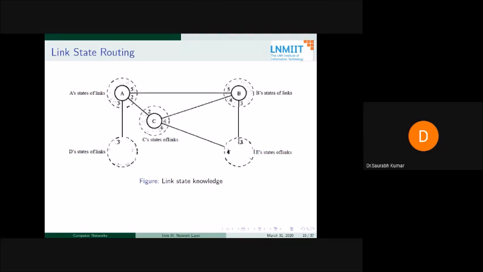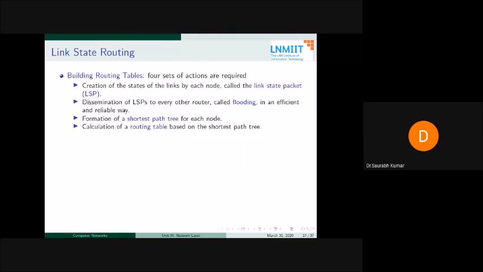This answer is very simple. We have this list of four different actions that we are going to do with the use of link state routing. So what are those actions? First, we are going to create link state packets. What are those link state packets? Creation of the states of the links by each node. Second, we are going to disseminate the link state packets to each and every router. This kind of dissemination, where a node is sending its link state packets to every router in the network, is known as flooding. This is a very important term.